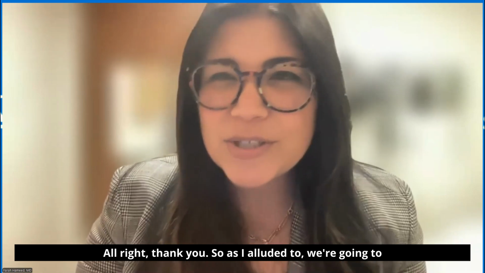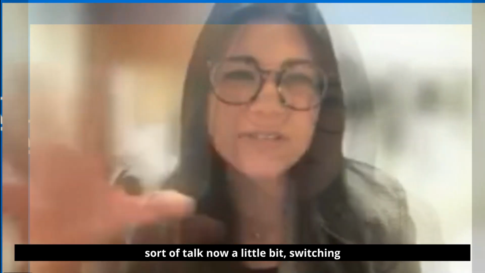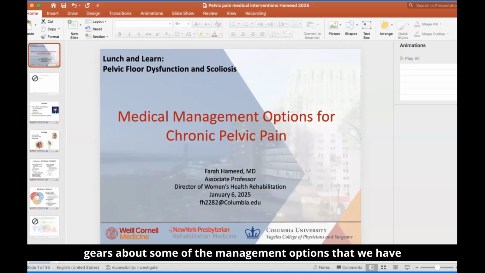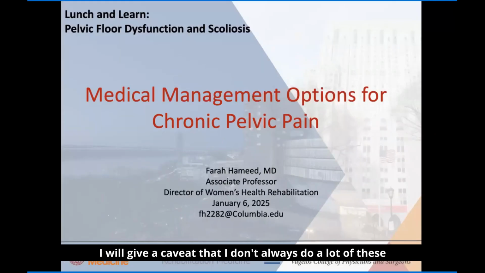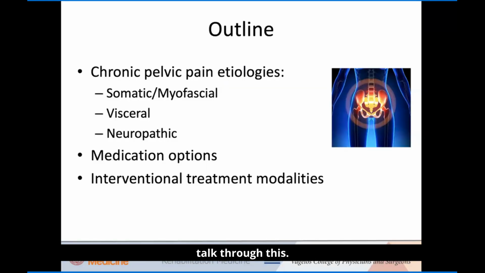So as I alluded to, we're going to switch gears now and talk a little bit about some of the management options that we have available for pelvic pain. I will give a caveat that I don't always do a lot of these interventions. I have great pain management colleagues that I will send patients to for these, but I can happily talk through this.